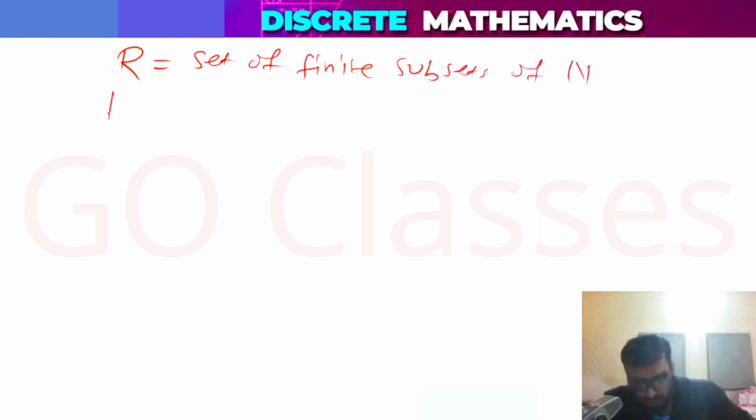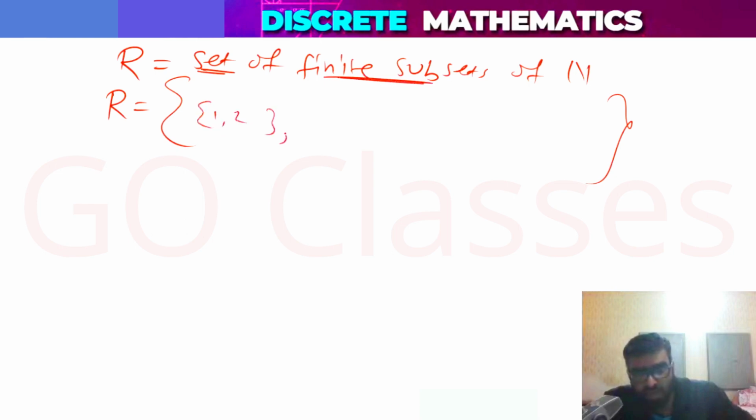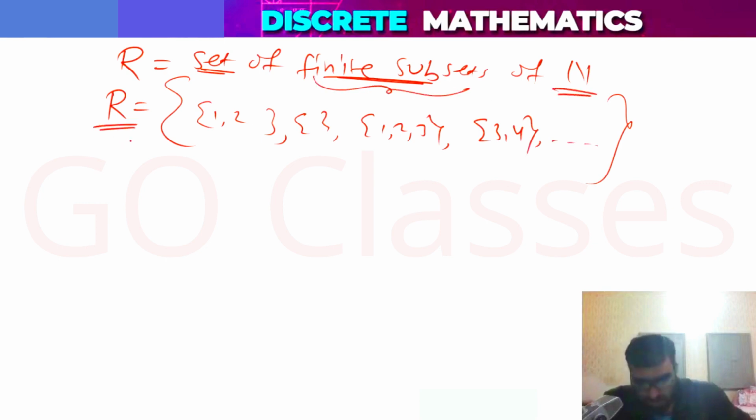First of all, just understand what this is. In this set R, you have the set of finite subsets. So basically all elements are finite subsets. For example, 1 comma 2 is there, 5 is also there, 1 comma 2 comma 3 is there, 3 comma 4 is there, and so on. So in this set R you have these elements. Now let's see whether this R is countable or not.